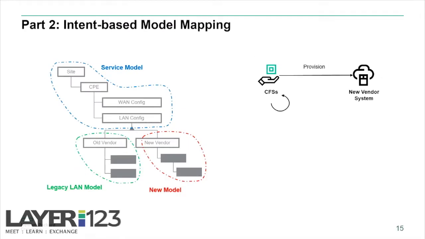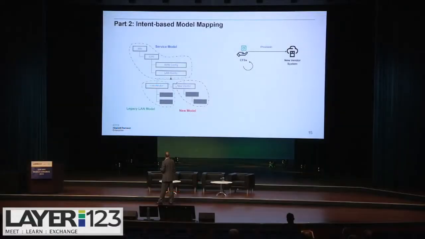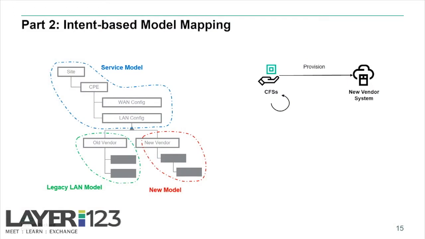So that gives you the green part on the left-hand side, the legacy LAN model from the old vendor. On top of it, we have the service model, which is a generic abstraction model. And there are excellent examples in the market of how service models should look. And we provide that service model anyway as part of our deployments. And then we have the new model on the right-hand side, which is the new SD-WAN system. No matter which one it is, they're typically all equipped with excellent REST-based or Yang or other open API-based interfaces.